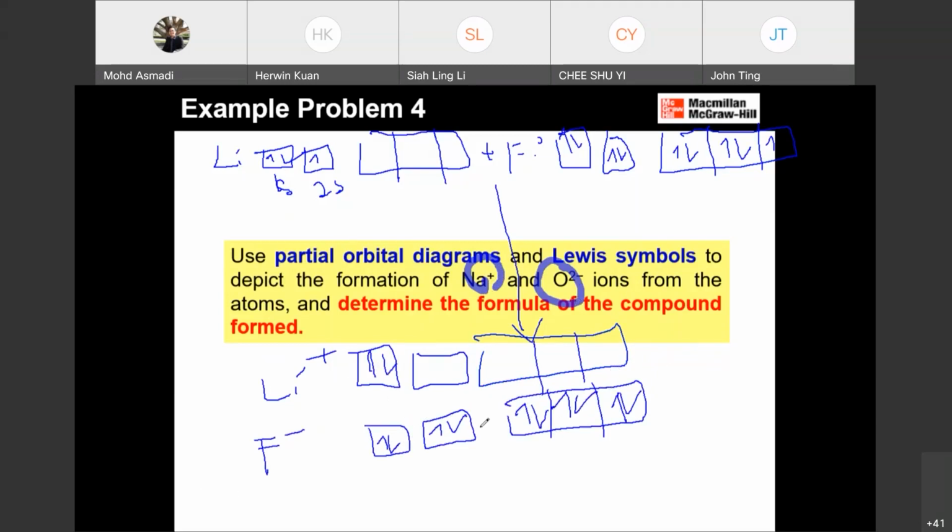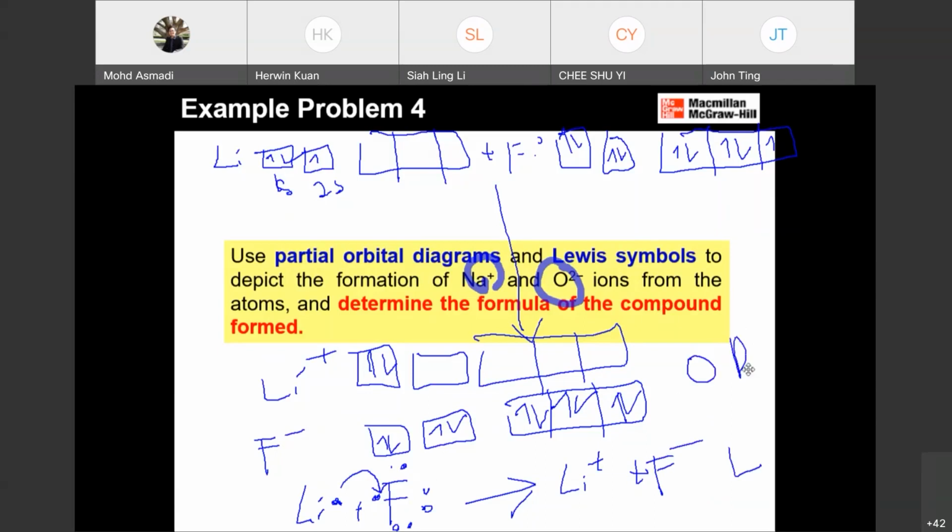For Lewis symbols, it is like this. Lewis symbol has one atom, right? Plus 1, 2, 3, 4, 5, 6, 7. Okay. So this one transfers an electron here because there is a vacant here. So lithium plus chlorine. This is Lewis. This one is the orbital diagram. Can you do it for Na2O?